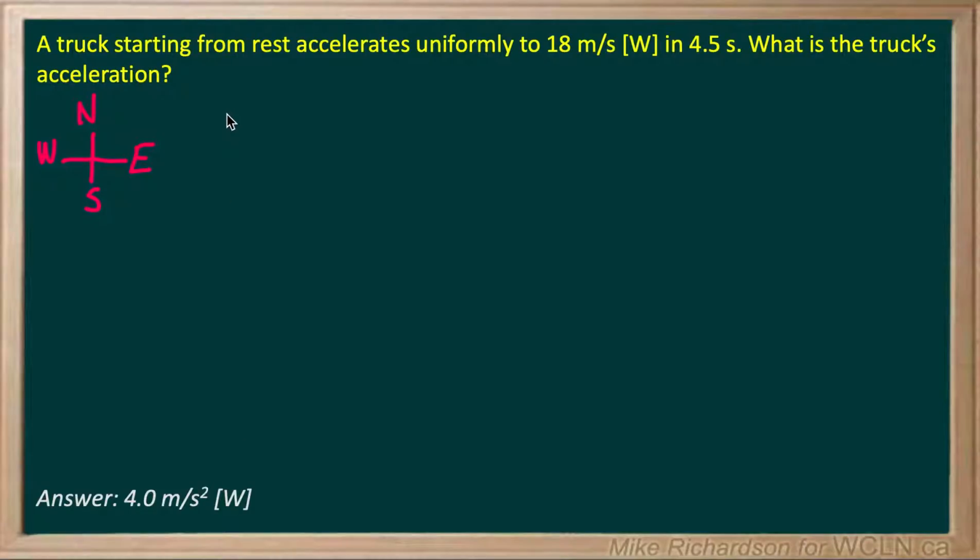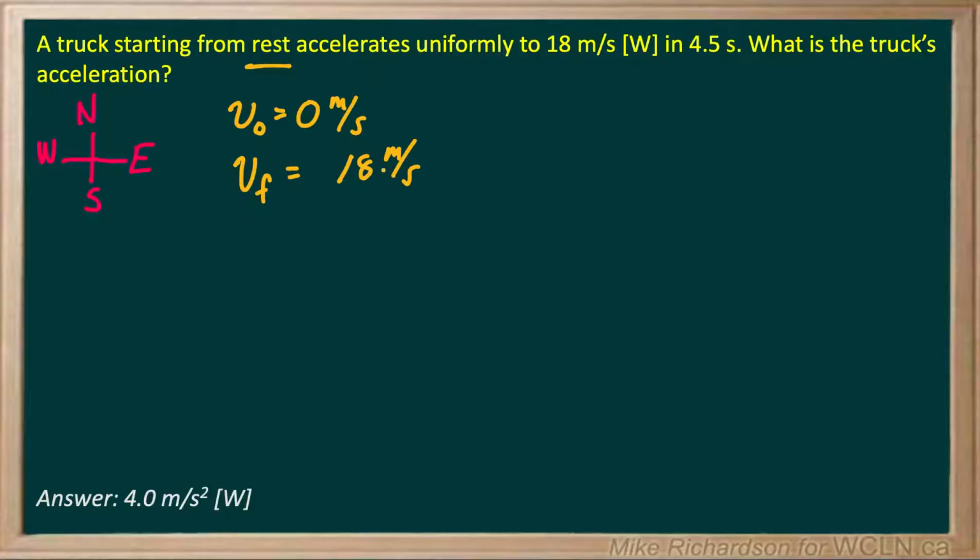By organizing our given information. The truck starts from rest. So rest means his initial velocity is 0. And he accelerates, so his velocity is changing, to a final velocity of 18 meters per second in the westerly direction. So V final is 18 meters per second.